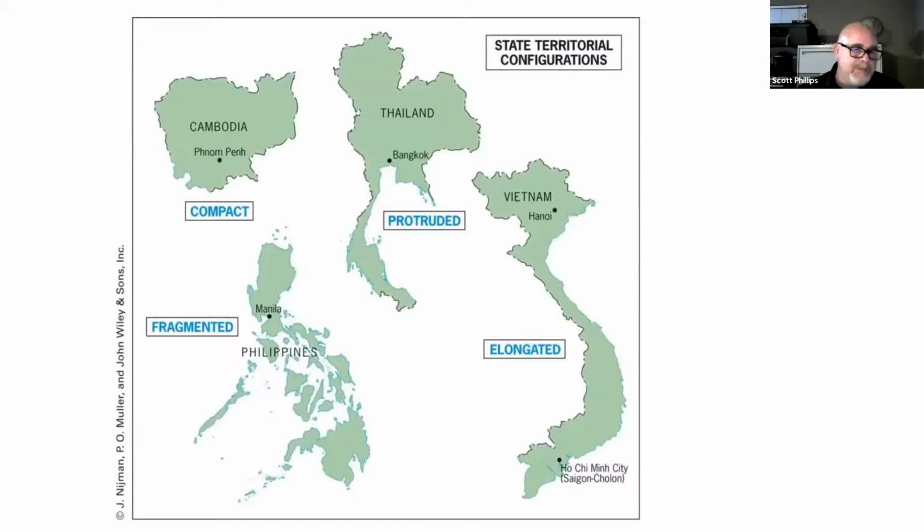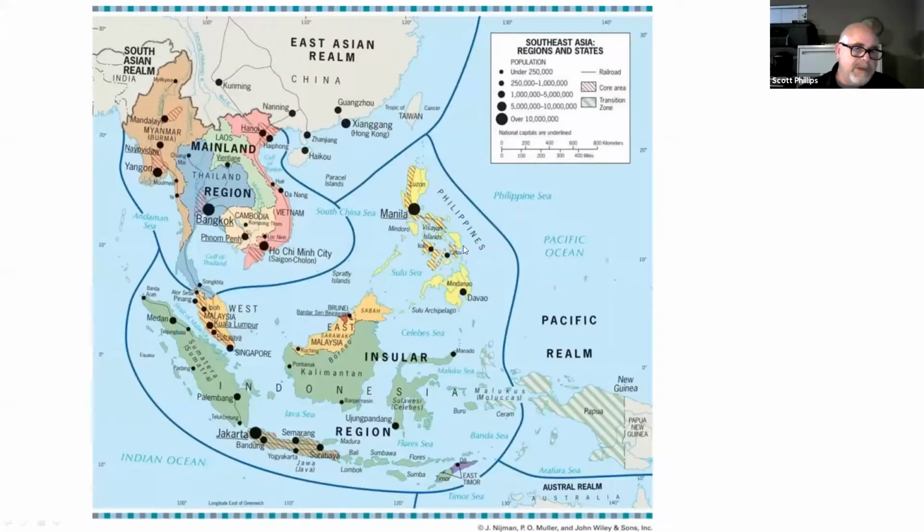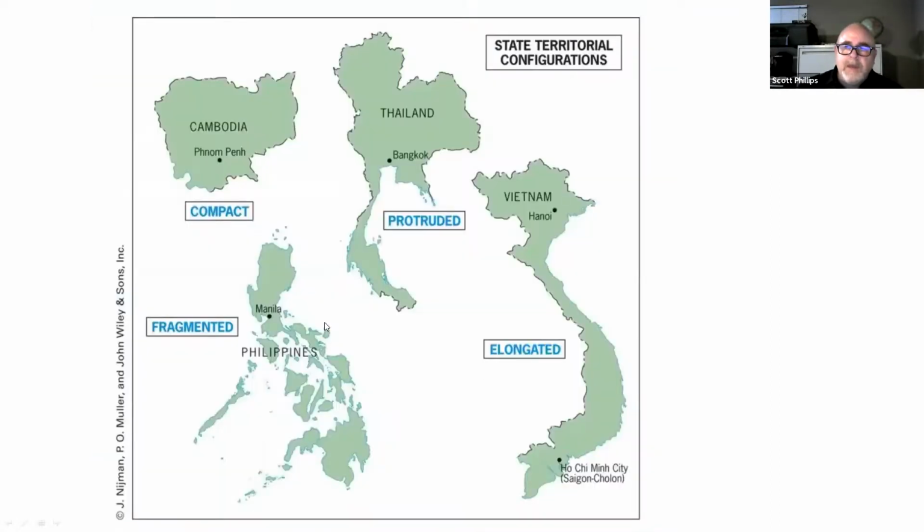And lastly, if you recall in South America, we talked about how Chile was an elongated country. We even talked about how Uruguay was a compact country. Those are called territorial configurations. Southeast Asia gives us a few examples of this and other territorial configurations. So I'd like you to study this chart, and understand examples, even examples that are not included on this page here.